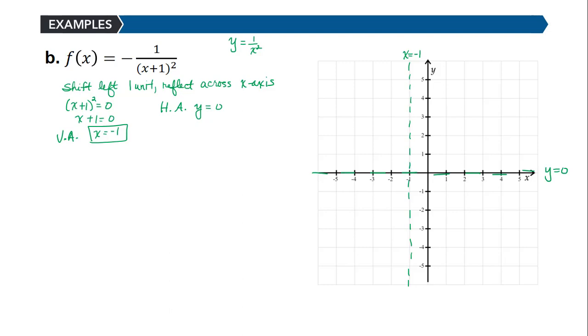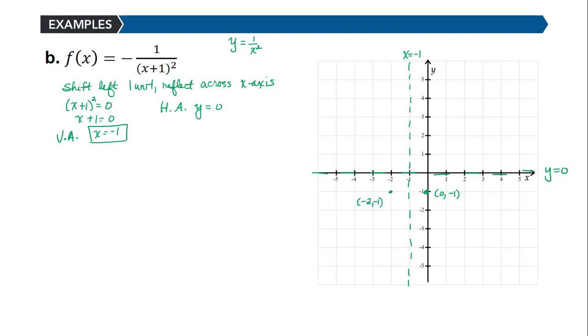So let's think about some key points that were on the original graph. That point 1, 1 was on the original graph. And so if we shift 1, 1 left 1, it goes to 0, 1. But then when we reflect it across the x-axis, it goes to 0, -1. -1, 1 was on the graph of the original function, so we can shift it left 1 to -2, 1, but then reflect it across the x-axis, which takes it to -2, -1.